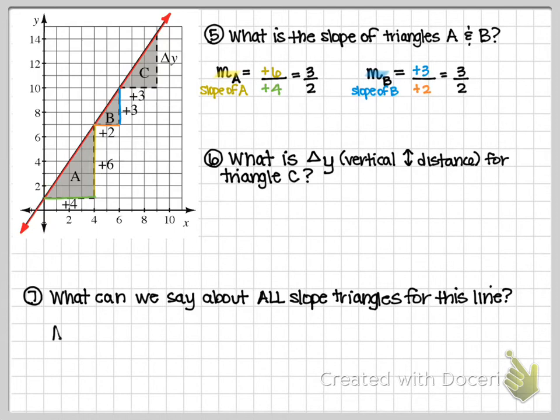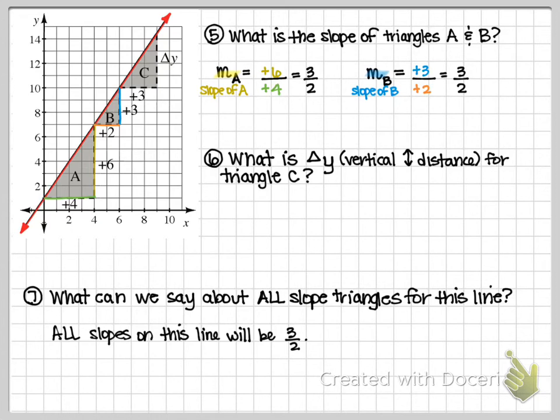So all slopes on this line will be 3 over 2, which we're going to need to be able to solve 6. Now, 6 is a little bit trickier. We know what the x portion is. We're told it's +3, but we don't know what the y portion is.